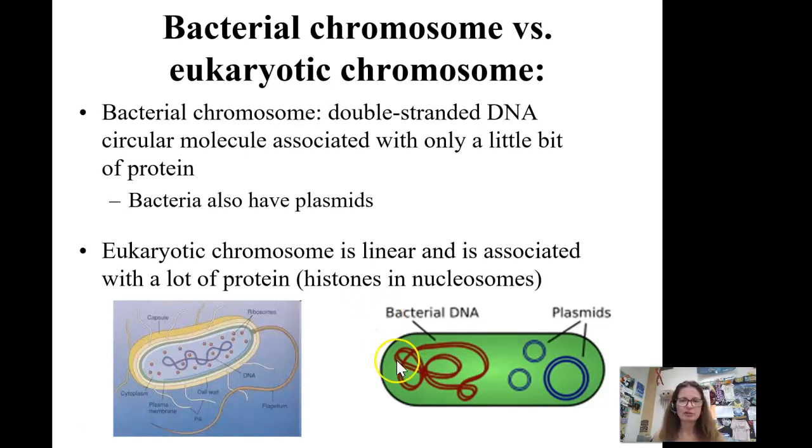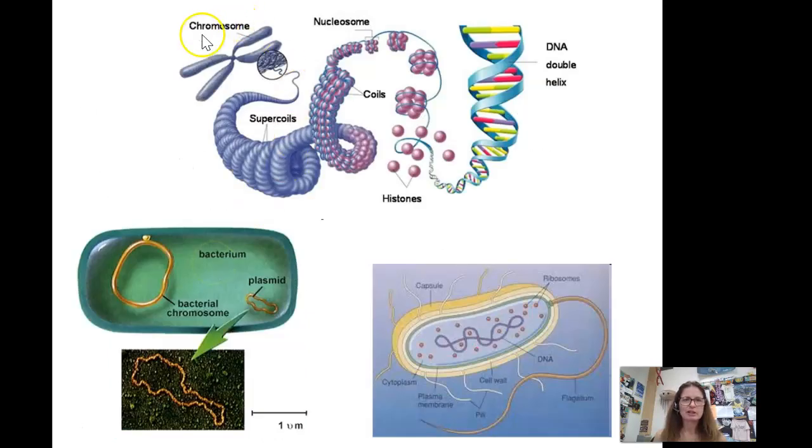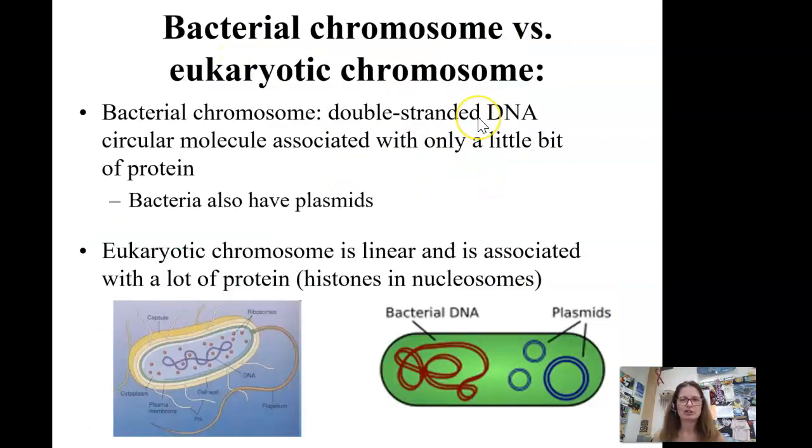So bacteria have circular DNA, and you can see that right here. You can see that it's twisty, but it is a circle, whereas eukaryotic chromosomes, as we know, are linear and form, when they're condensed, these chromosome shapes. But if you pull it out, you can see a linear shape.